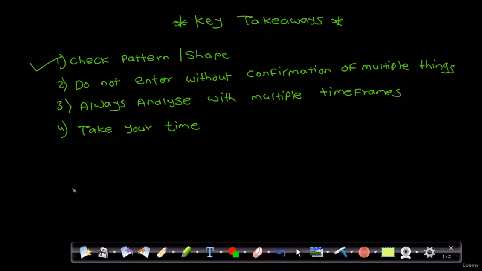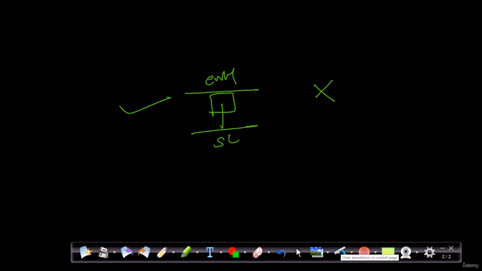The second key point is, do not enter without confirmation of multiple things. Now, what are the multiple things? Suppose you see the hammer. As per our rules, put the stop loss here and make entry here on breakout. But I am not suggesting to do so. This is correct, but we need to check with multiple conditions.